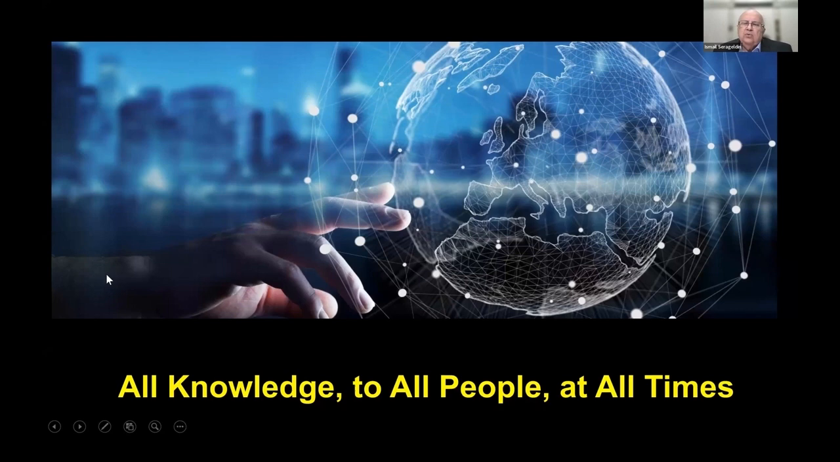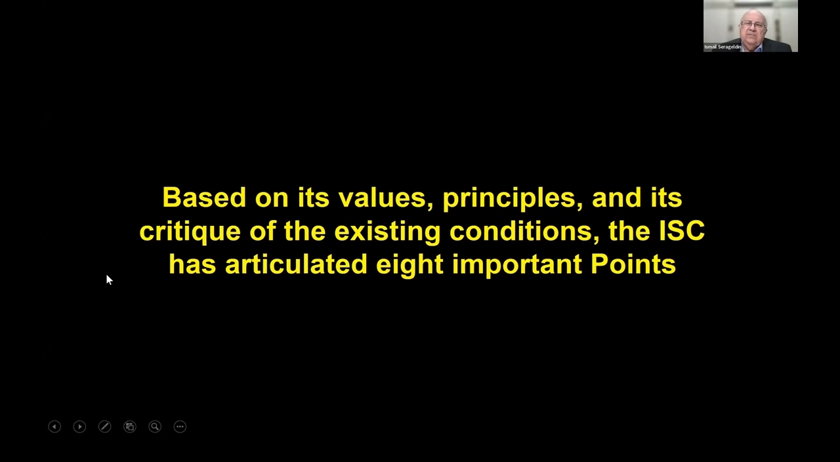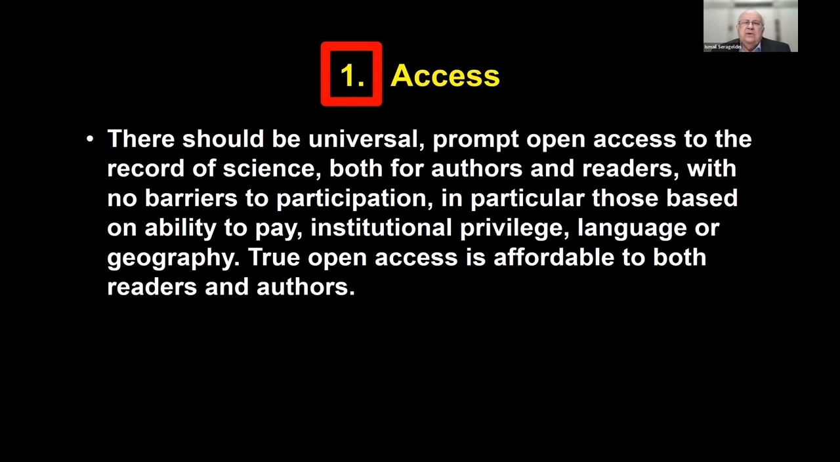And what does the ISC say about that? Well, based on its values, principles, and critique of the existing conditions, the ISC has articulated 8 important positions. 1, access. That there should be universal, prompt, and open access to the record of science for authors and readers, with no barriers, particularly those based on ability to pay, institutional privilege, language, or geography.